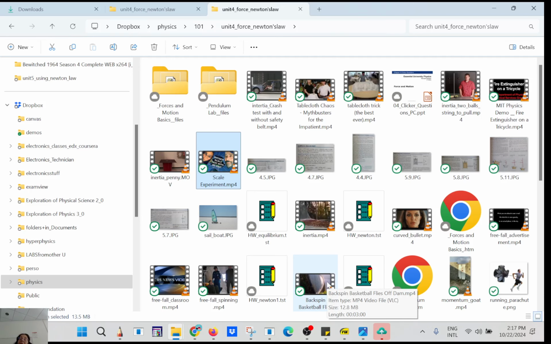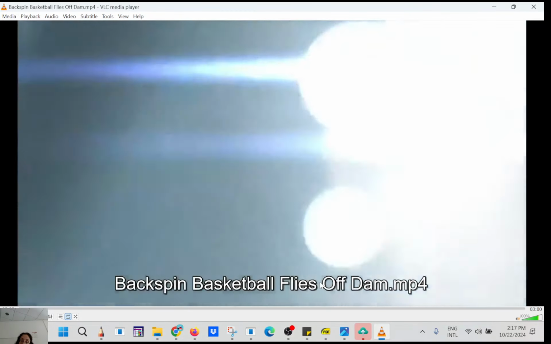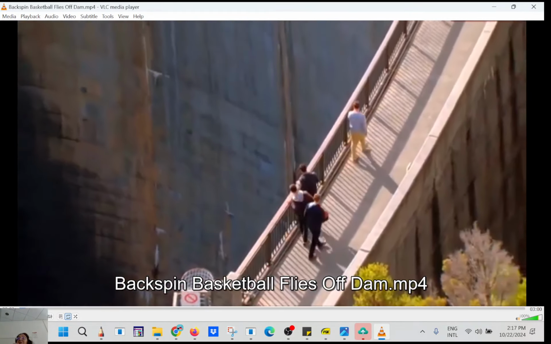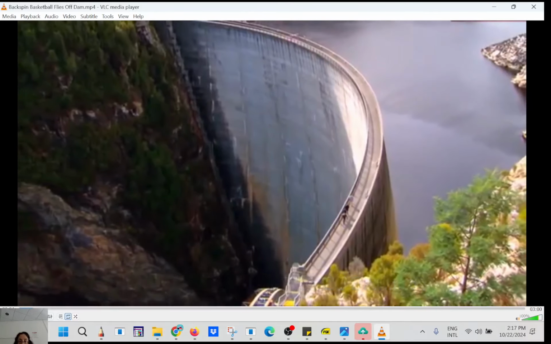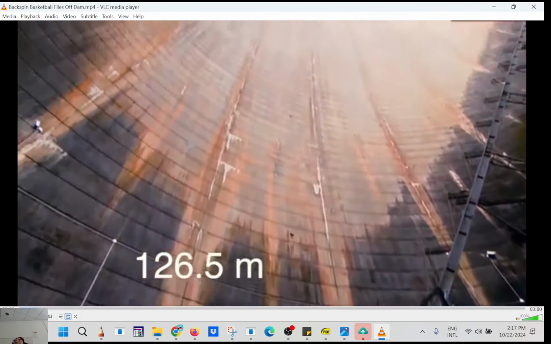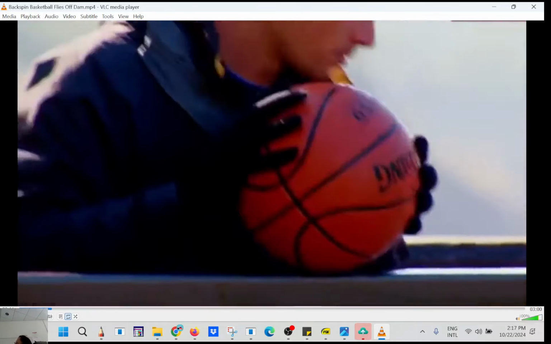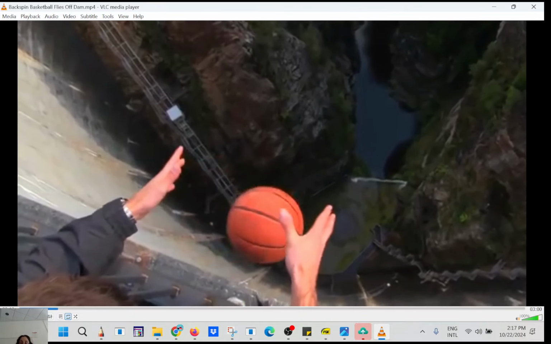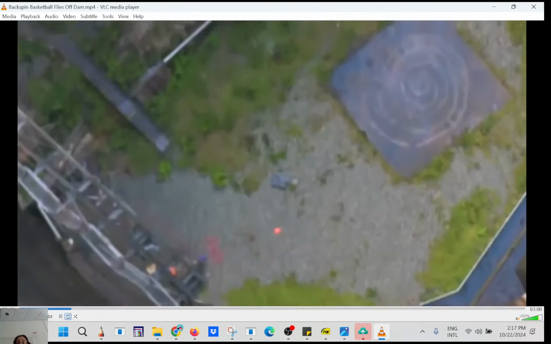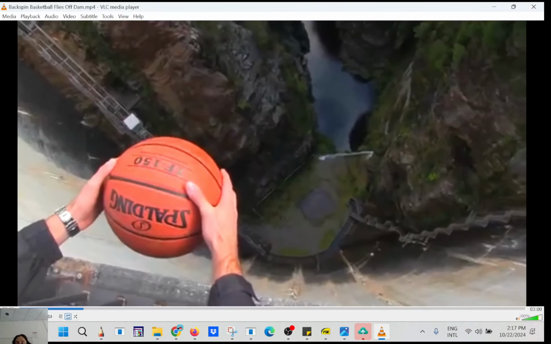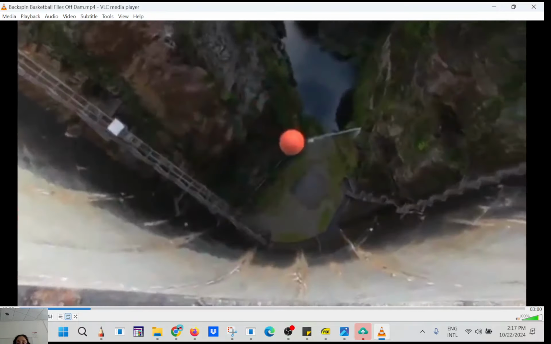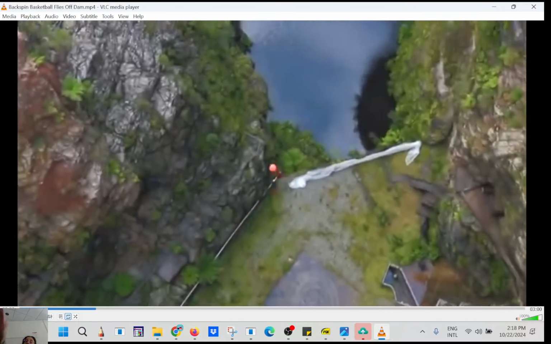Okay, here's another idea for a video. It's from the channel. Recently, some friends of mine went to the Gordon Dam in Tasmania, which is 126.5 meters or 415 feet high. Then they dropped a basketball over the edge. You can see that the basketball gets pushed around a bit by the breeze, but it lands basically right below where it was dropped. Now watch what happens when they drop another basketball, but this time with a bit of backspin. Backspin. Whoa, look at that go!